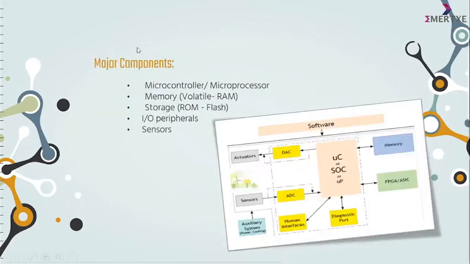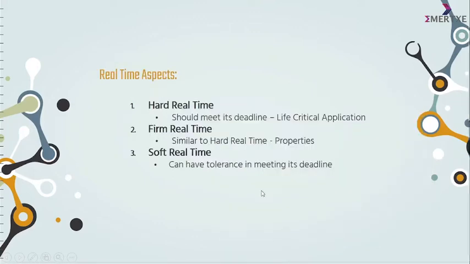Major components of an embedded system are the microcontroller or microprocessor, memory, storage, input-output peripherals, and sensors. Real-time aspects are divided into three types: hard, firm, and soft. Hard means it must meet its deadline, firm is similar to hard real-time, and soft can have tolerance in meeting its deadline.